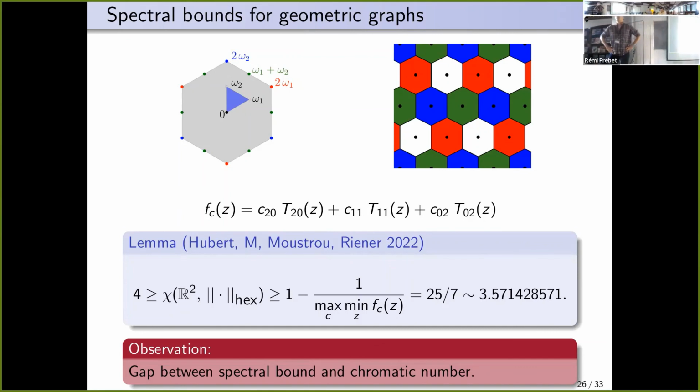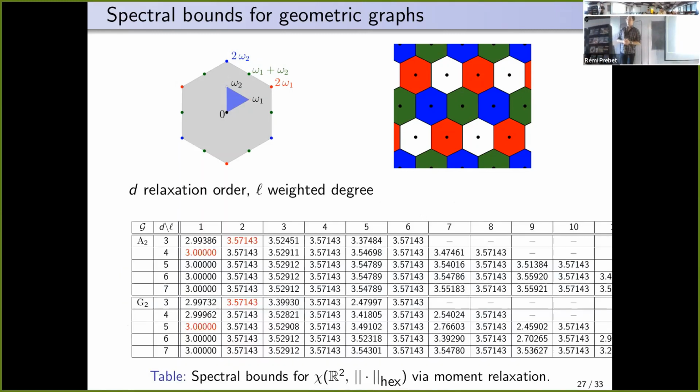Now the question is, how good is the spectral bound actually? When you make this choice right here, you choose these points on the boundary, you can show that the optimal value of this polynomial right here, so we optimize on coefficients and on the z, is this value, which is unsatisfying because it's not 4, it's not the chromatic number. So maybe we can make a different choice for these points on the boundary. Maybe we can make them more dense to see what happens. And this is a table here, which is involving also a list of these moment relaxations.